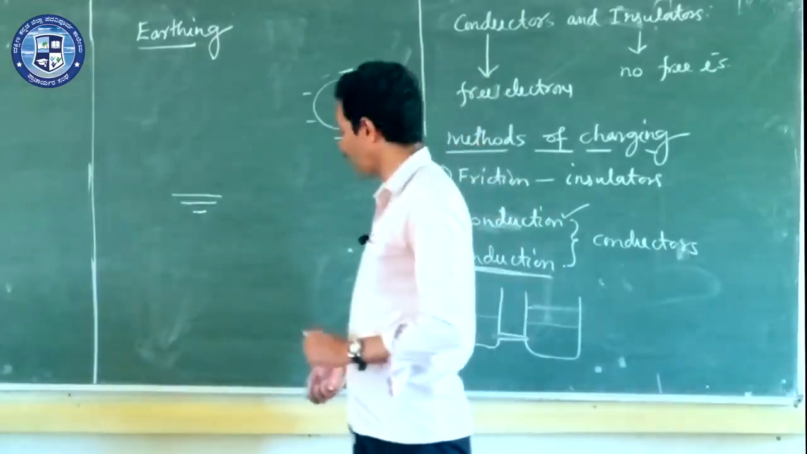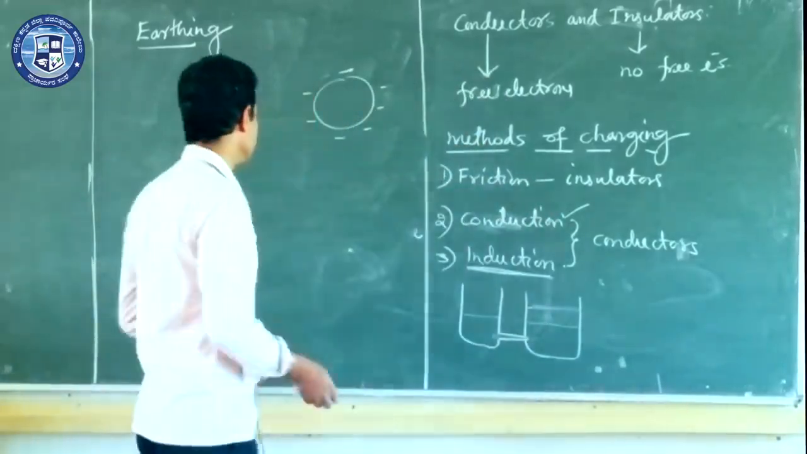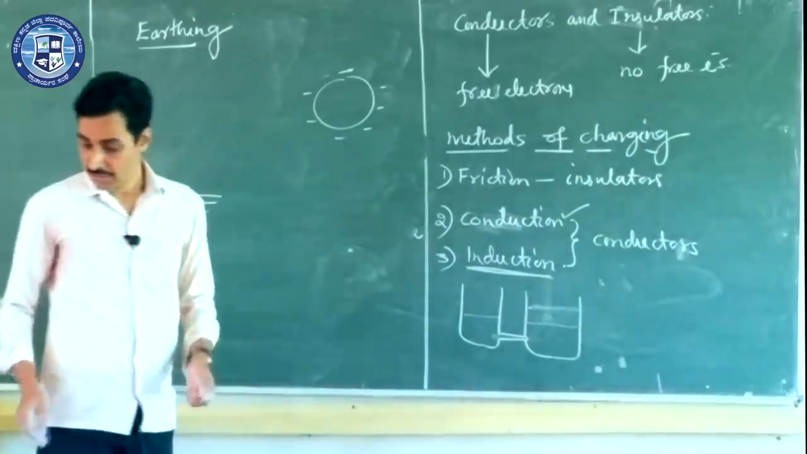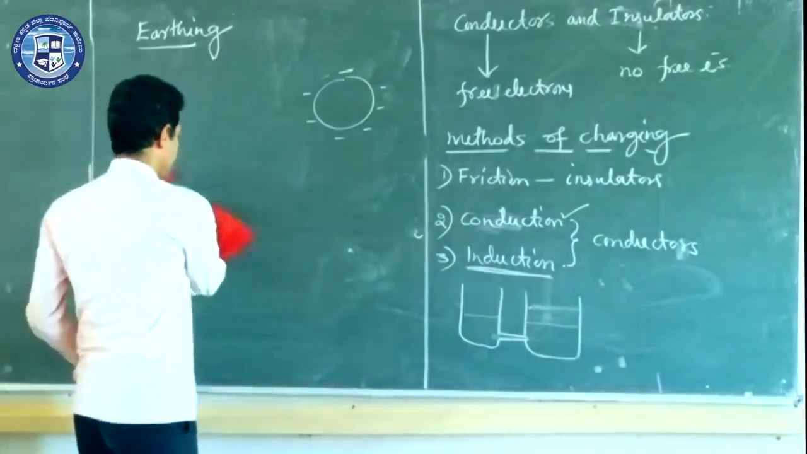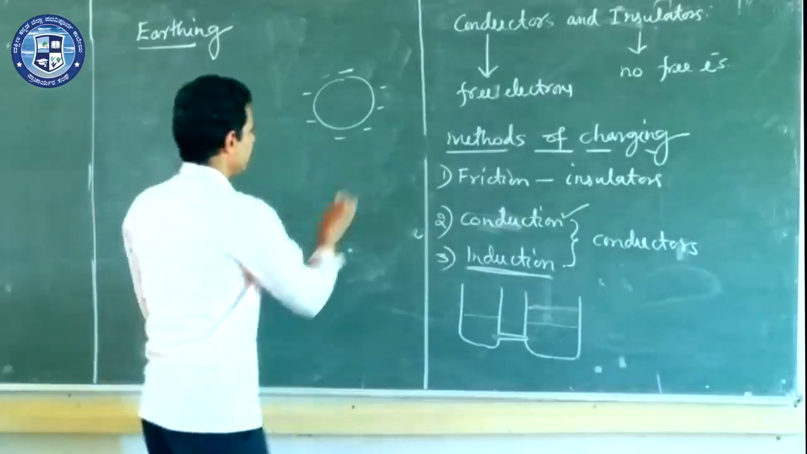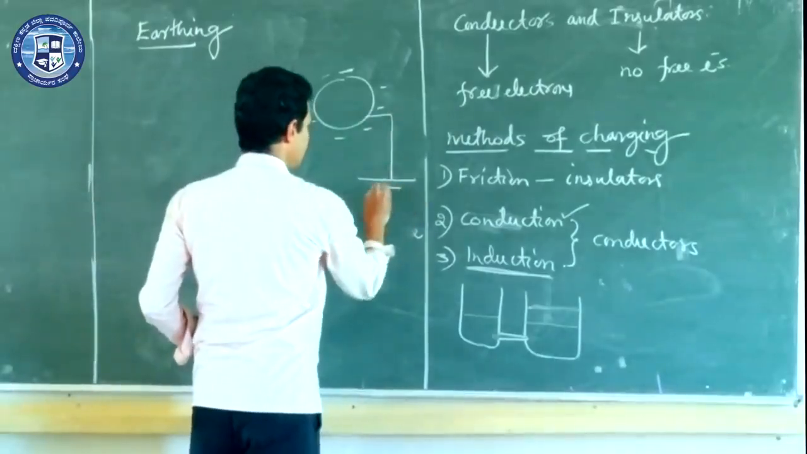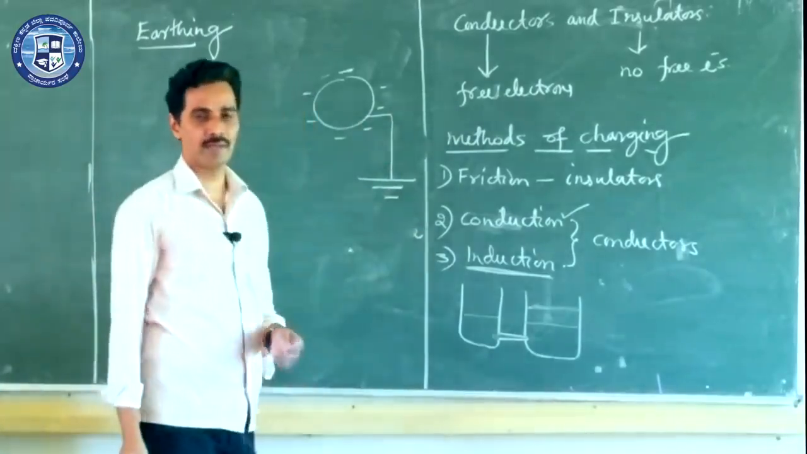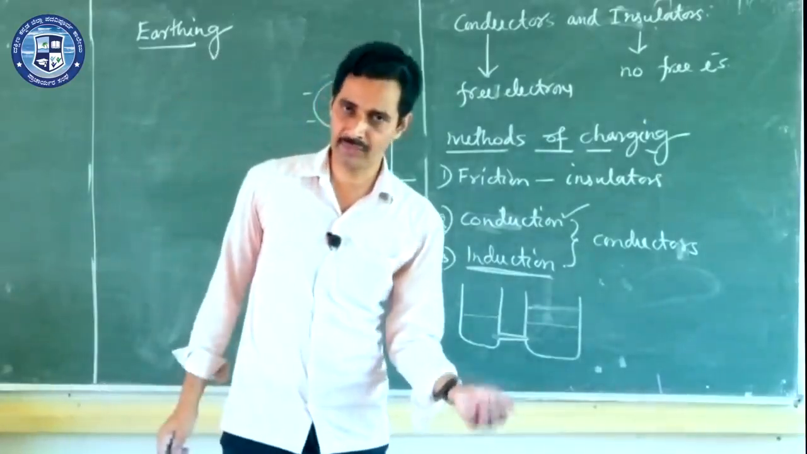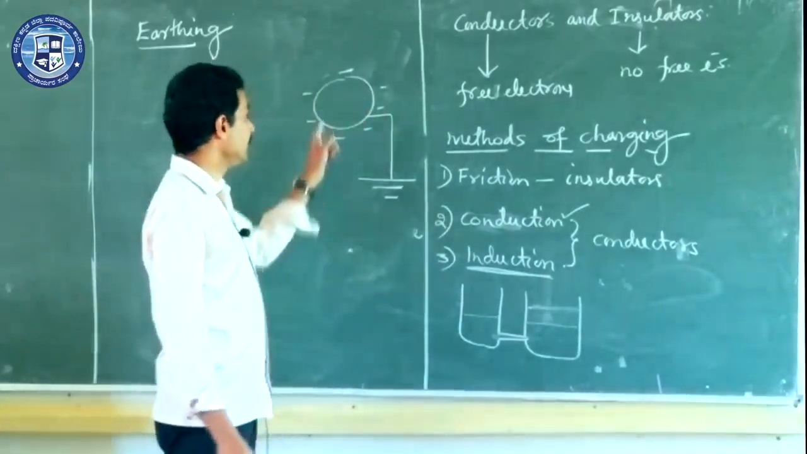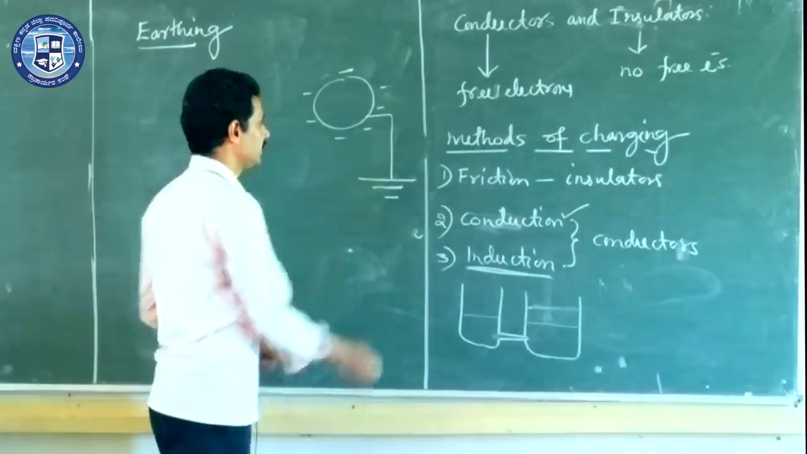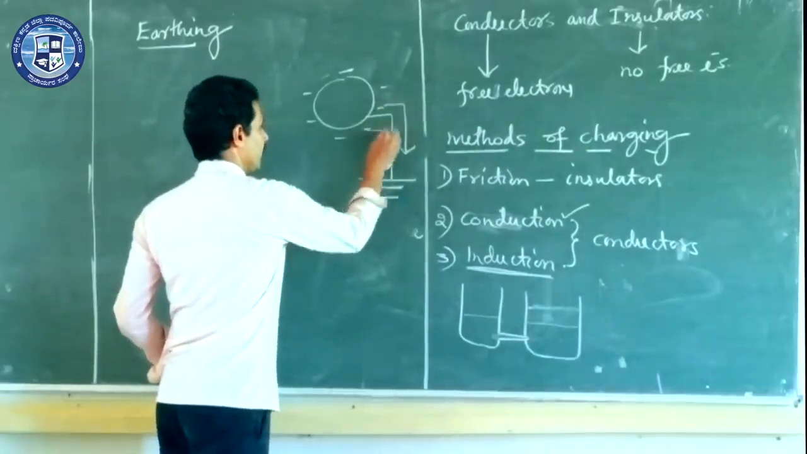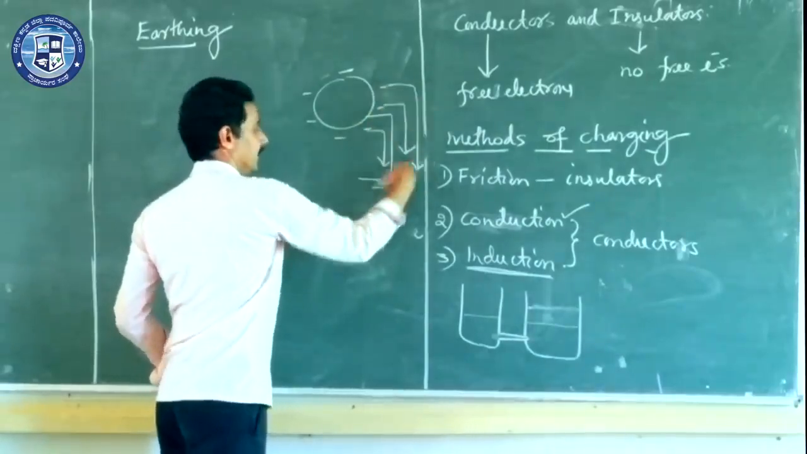So now suppose you have a negatively charged body here. If you connect it to the Earth, what happens? Earth's job is to neutralize everything, because we take Earth as a neutral reference. Now these electrons flow from the body to the Earth. So electrons flow from the body to the Earth.